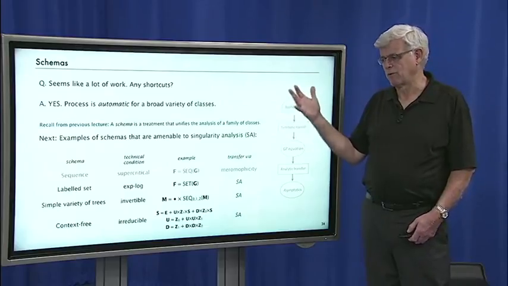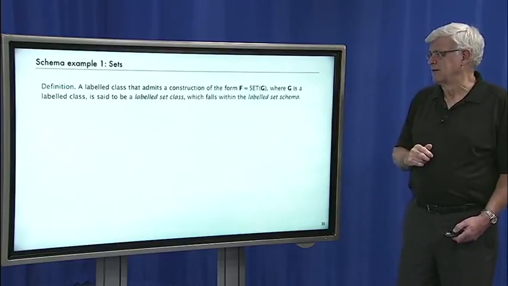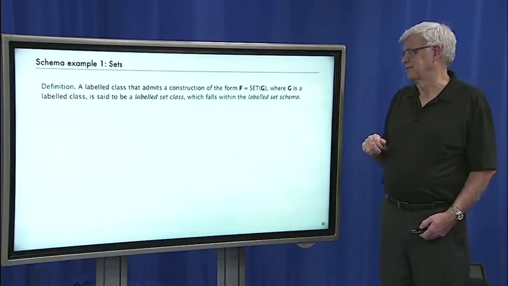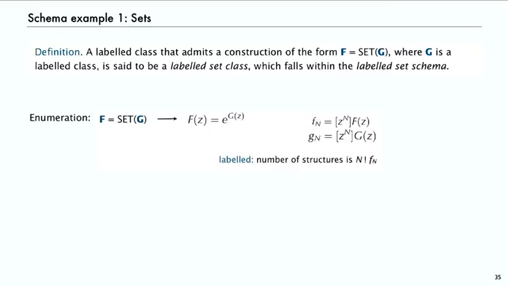So if we have a problem that falls within one of these schema, then we have an easy way to solve it. So let's look at labeled sets. Again, this is similar to supercritical sequence, except it's for sets. So if you have a labeled class that has a construction of the form F equals set G, where G is another labeled class, then it falls in the labeled set schema. The generating function, just by the symbolic transfer theorem, we get F of z equals e to the G of z.